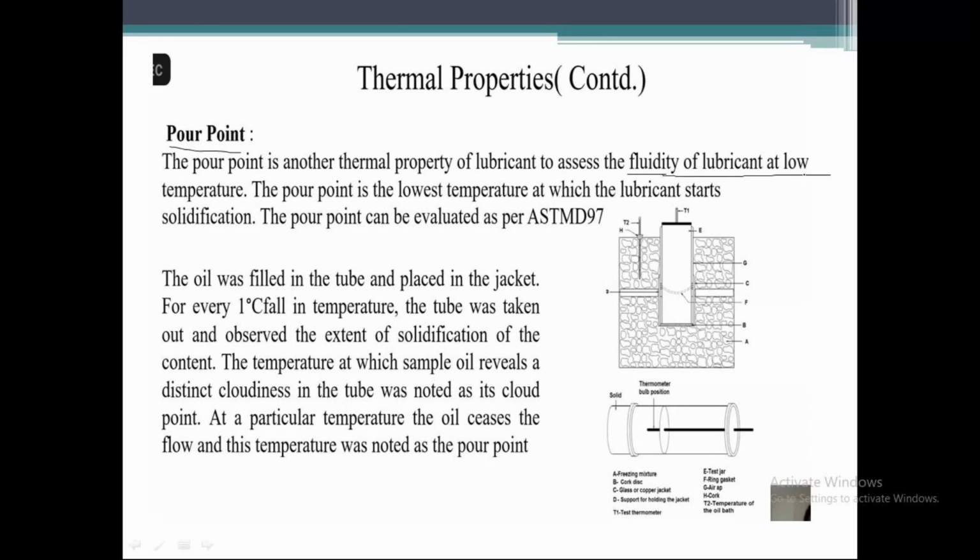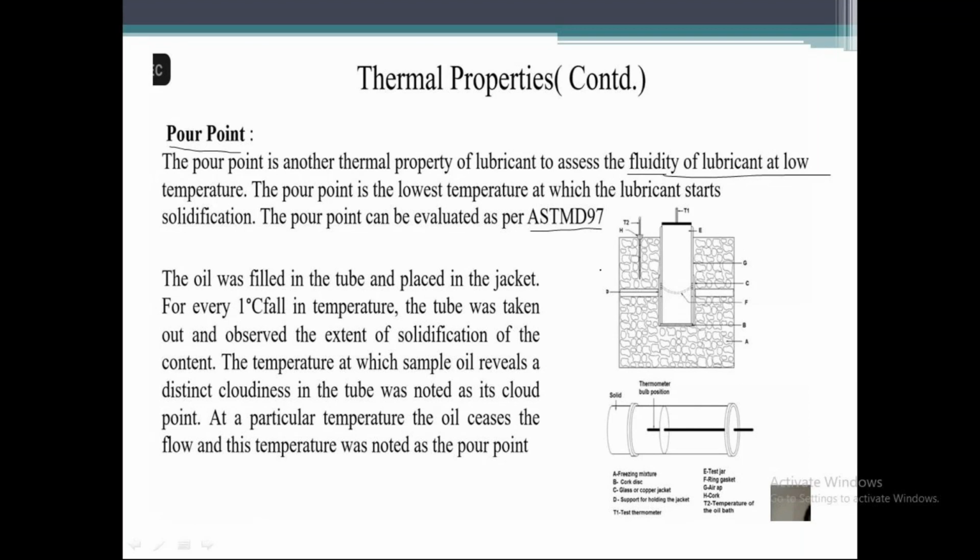As I mentioned for coconut oil, the pour point of coconut oil is around 23-25 degrees Celsius, because at that temperature it will have a cloudy appearance. If you reduce the temperature further, it will get solidified. If you increase the temperature, it will become a liquid. Again, this is according to standard ASTM D97, how we test the pour point for a lubricant.